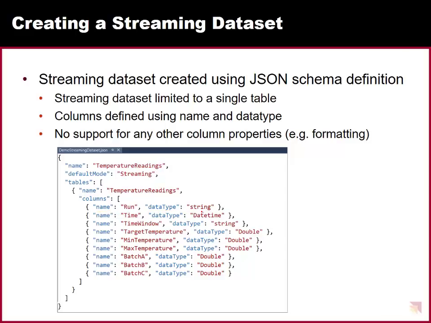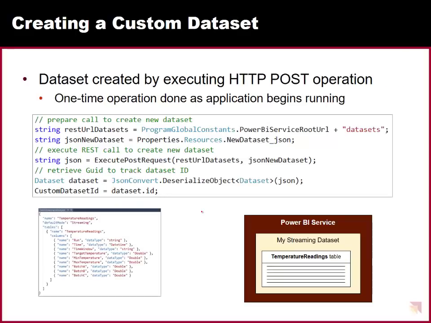And when you have a streaming data set, or a hybrid data set for that matter, the only thing you can add for columns is their name and their data type. You can't add anything like a format string inside there. Now, once we've got our data row modeled, we have to be able to make requests. So in this first request right here, what we're going to do is we're going to get that string, which is the JSON that defines the streaming data set and the single table inside.